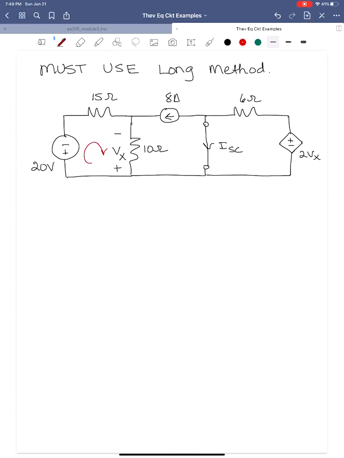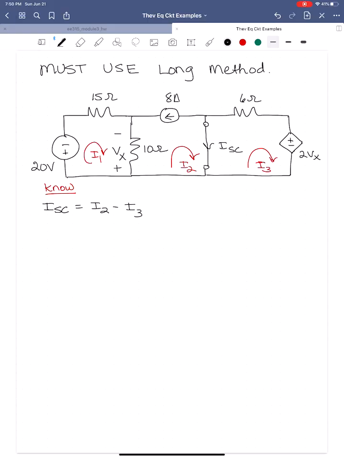So we're going to have I1 here, I2 here, and I3 there. Let's talk about what we know. What is ISC? We need to solve for ISC. Well, ISC is equal to the current flowing in the direction, which is I2, minus the current flowing against, which is I3. So ISC is equal to I2 minus I3.